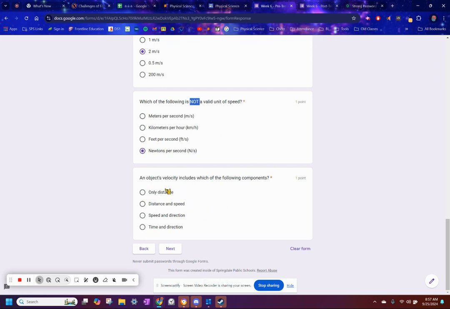An object's velocity includes which of the following components? It includes distance. Nope. Speed and direction. Yeah. Speed and direction gives us velocity.